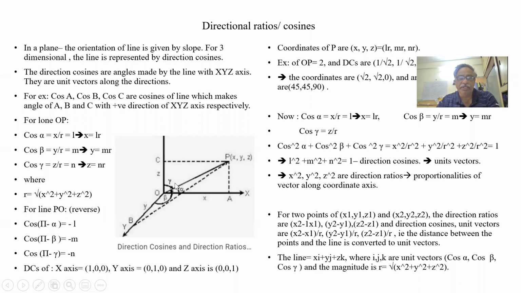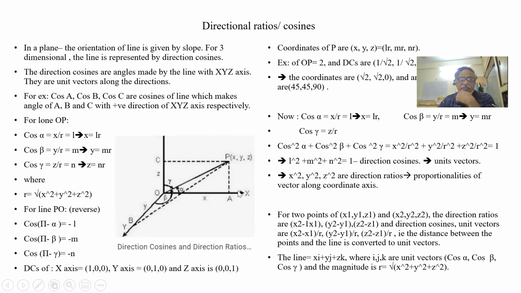Because it is 180 degrees minus alpha, 180 degrees minus beta. So cos of pi minus alpha is minus cos alpha. But we define cos alpha as L, so it is minus L. So with this basic knowledge, let us understand the DCs of the axes.